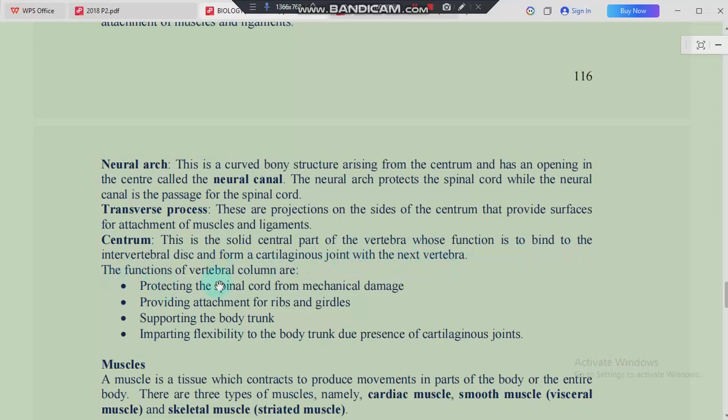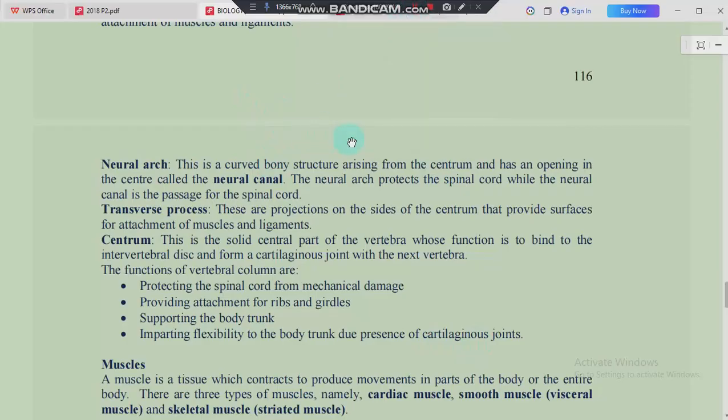So these are the functions of the vertebral column. Number 1, protection of the spinal cord from mechanical damage. Number 2, providing attachment for ribs and girdles. Number 3, supporting the body trunk. Number 4, imparting flexibility to the body trunk due to the presence of the cartilaginous joints. So these are the functions of the different parts of the bones found in the spine.